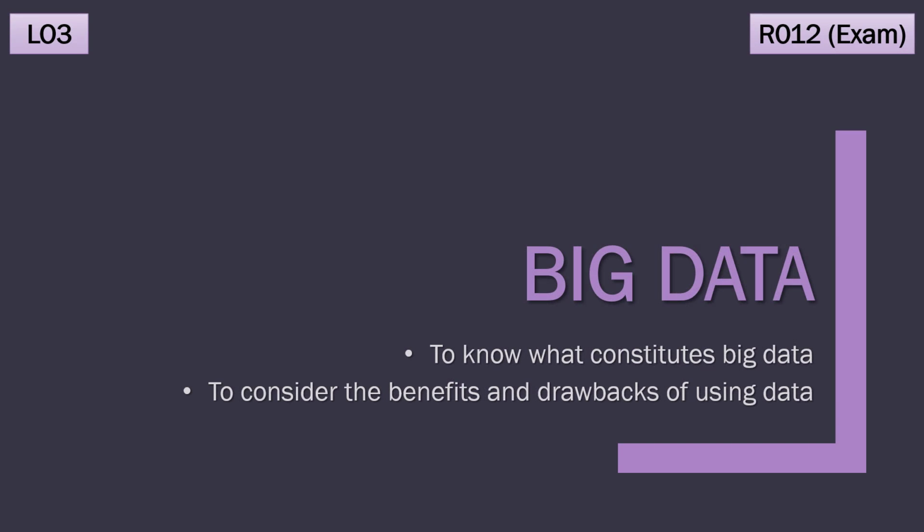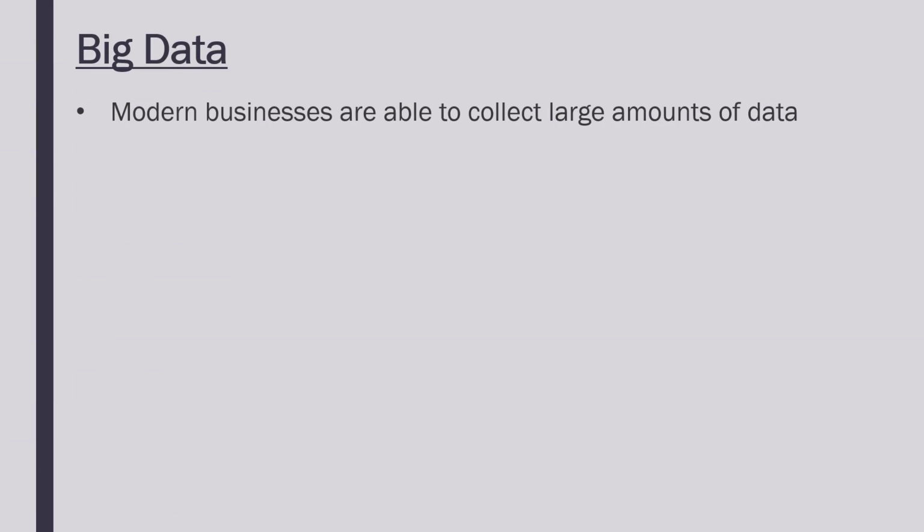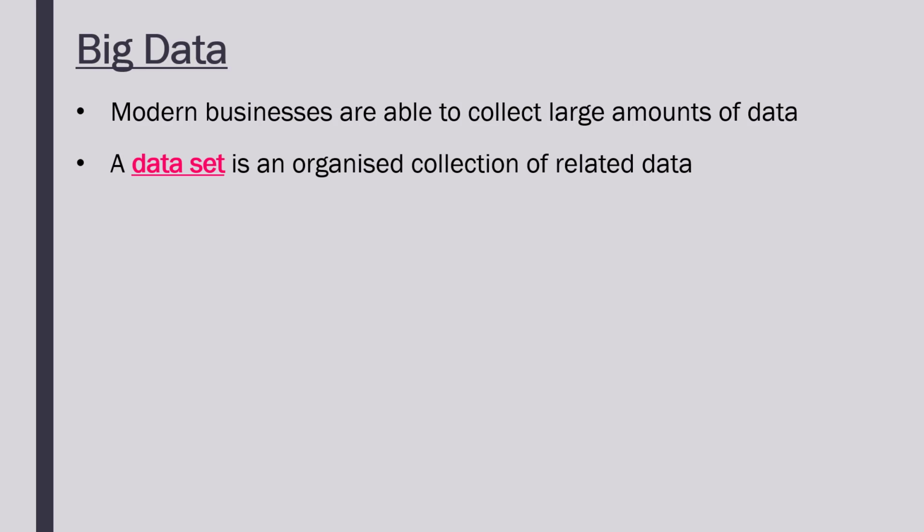Hello, we're now going to look at big data, which is a really popular area of computer science at the moment. There are entire university degrees looking at this area. We're just going to touch the surface a little bit today. So far we've talked about how modern businesses are able to collect and utilize large amounts of data. We'll continue looking at this in the next video as well. So there's loads of data available for businesses to utilize.